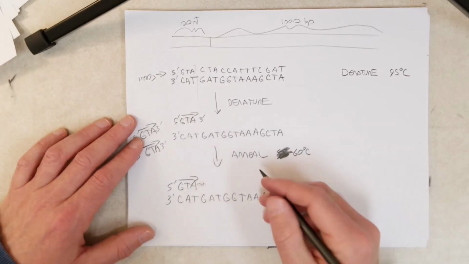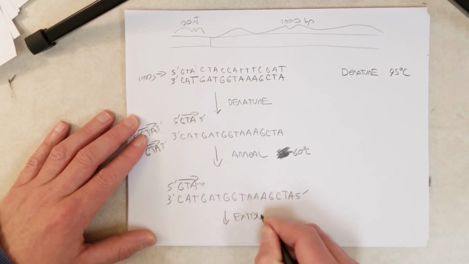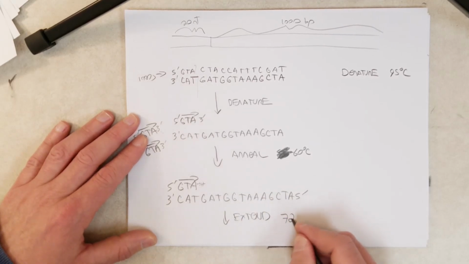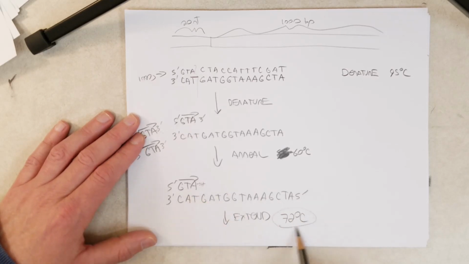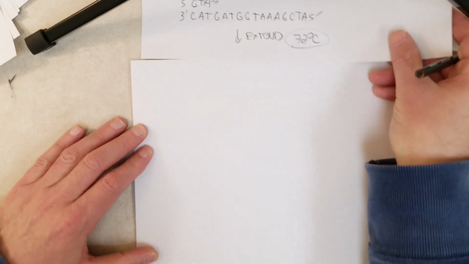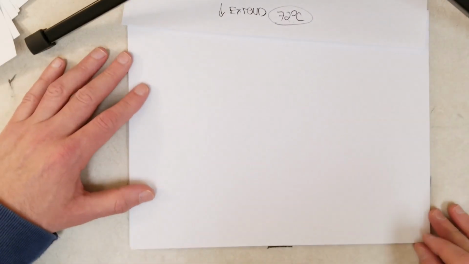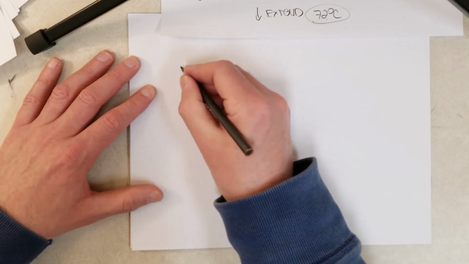Okay, so now we need to extend. And how do we do that? Well, we can raise the temperature to 72 degrees Celsius, and that's the temperature that the polymerase likes, and the polymerase can start elongating this chain. So I want to put a couple molecules in here.